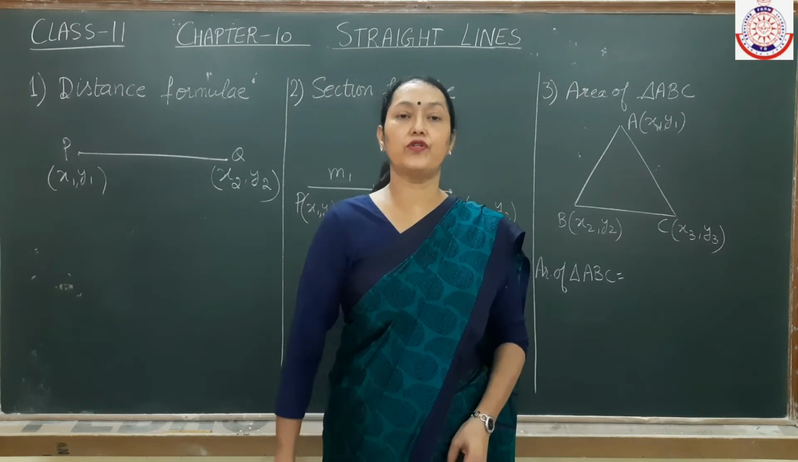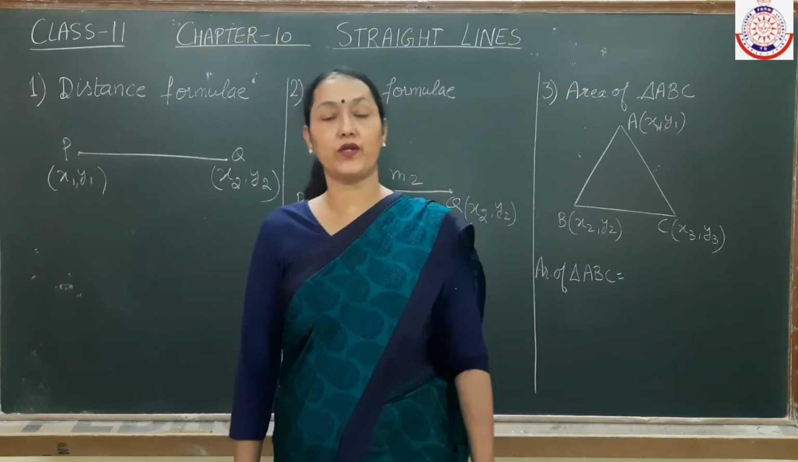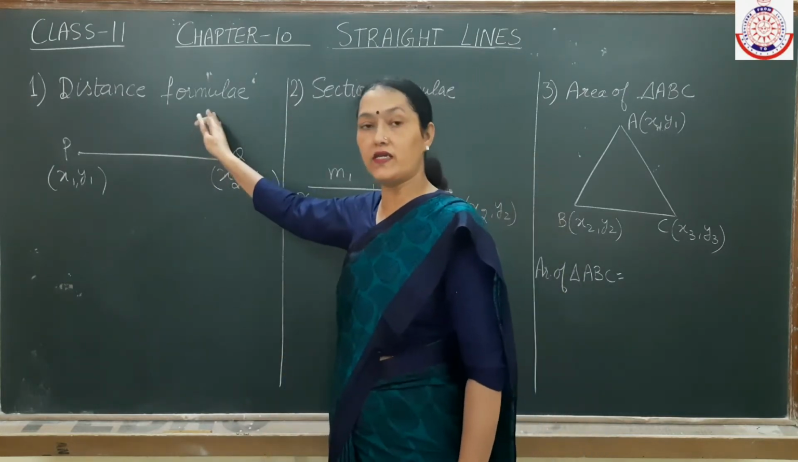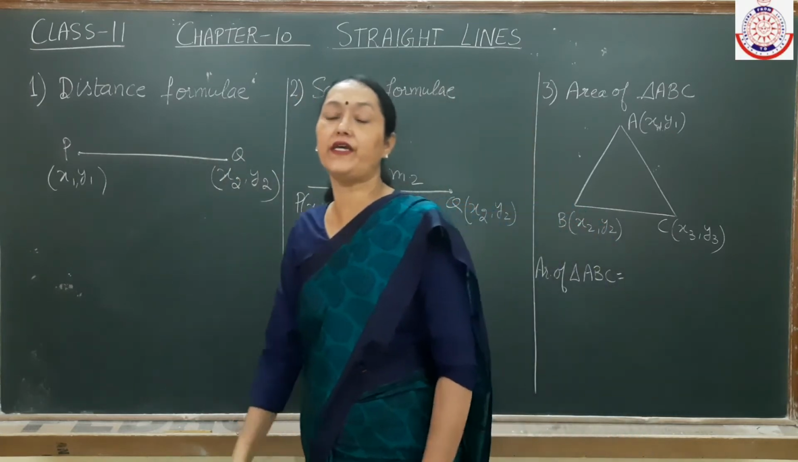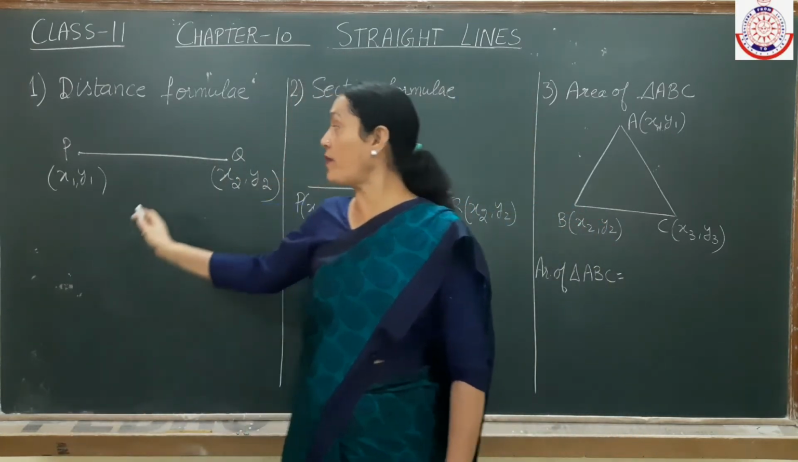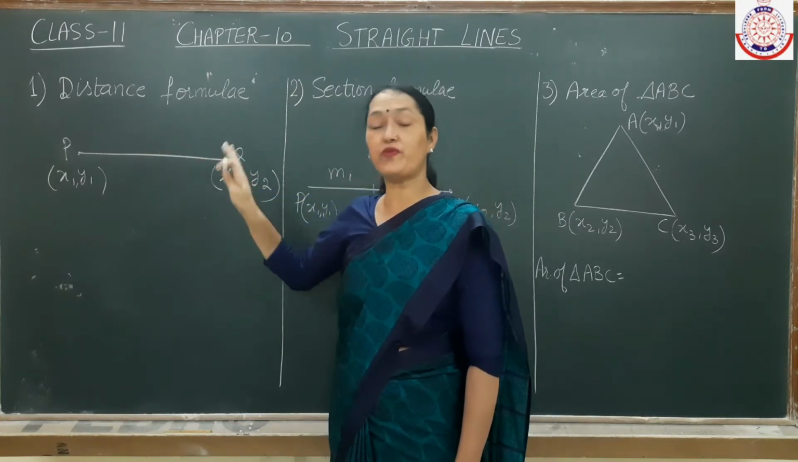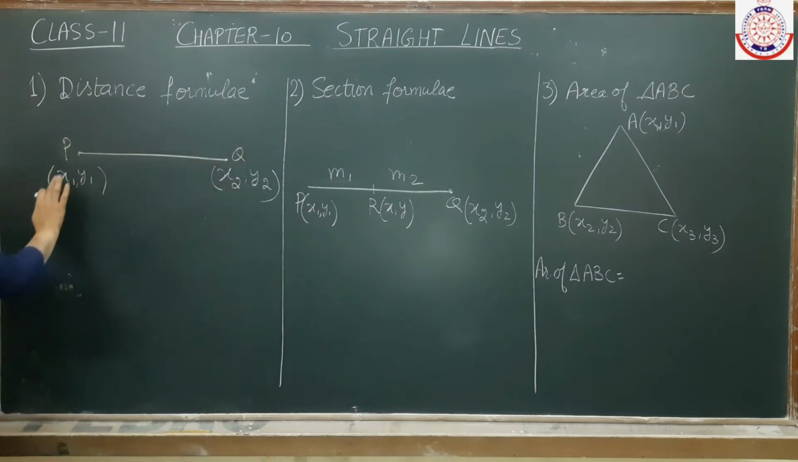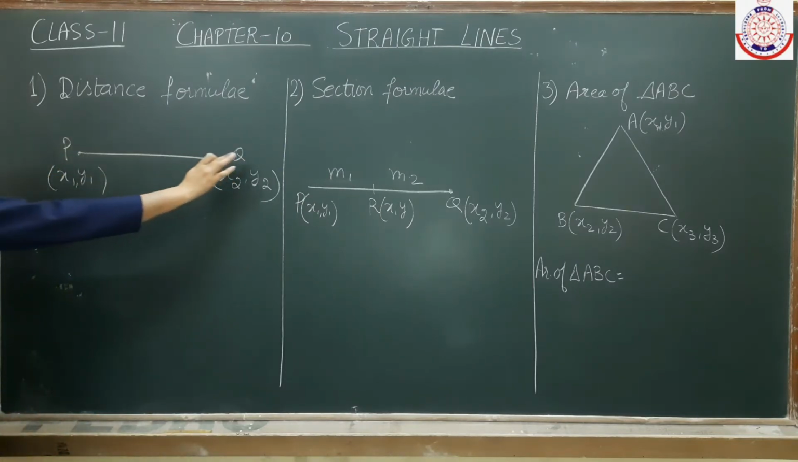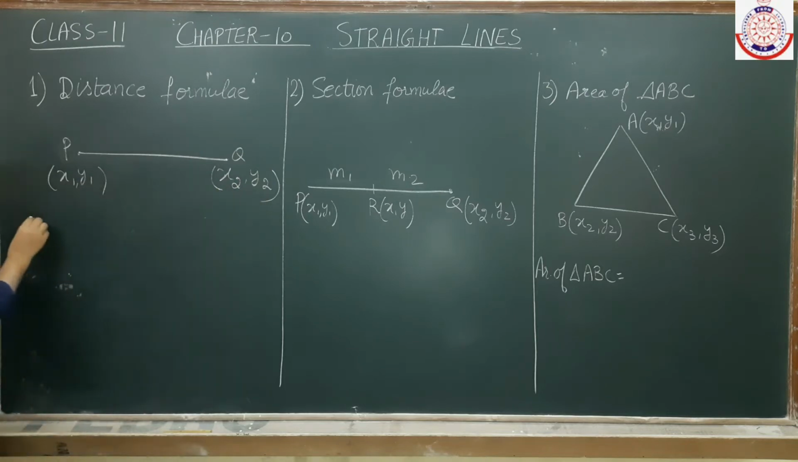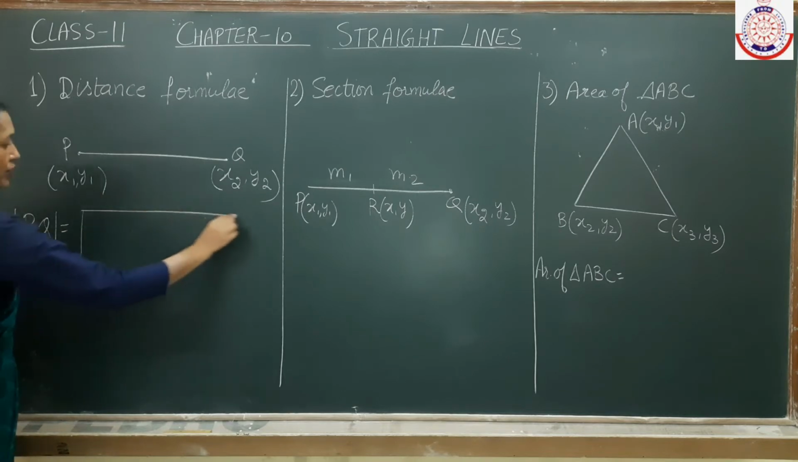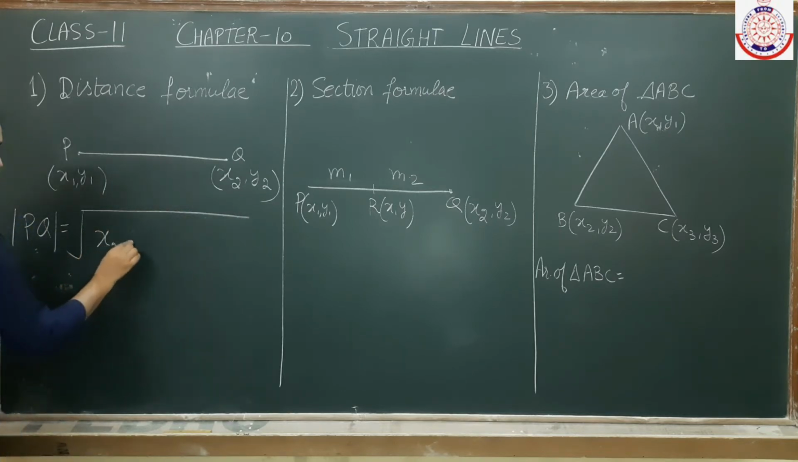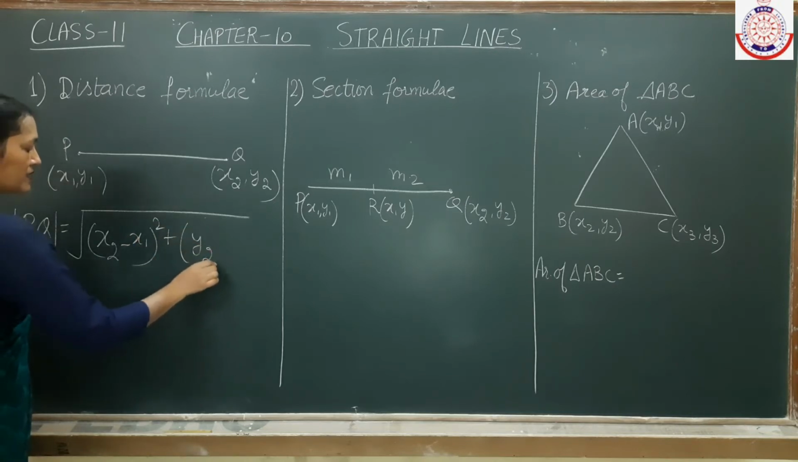In class 10th, you have learnt different formulas under coordinate geometry: distance formula, section formula and the formula for finding the area of a triangle. Distance formula is used to find the distance between two given points. Suppose we are having points P and Q. P is having coordinates x1 and y1. Q is having coordinates x2 and y2. Then the distance PQ can be obtained using the formula square root of (x2 minus x1) whole square plus (y2 minus y1) whole square.